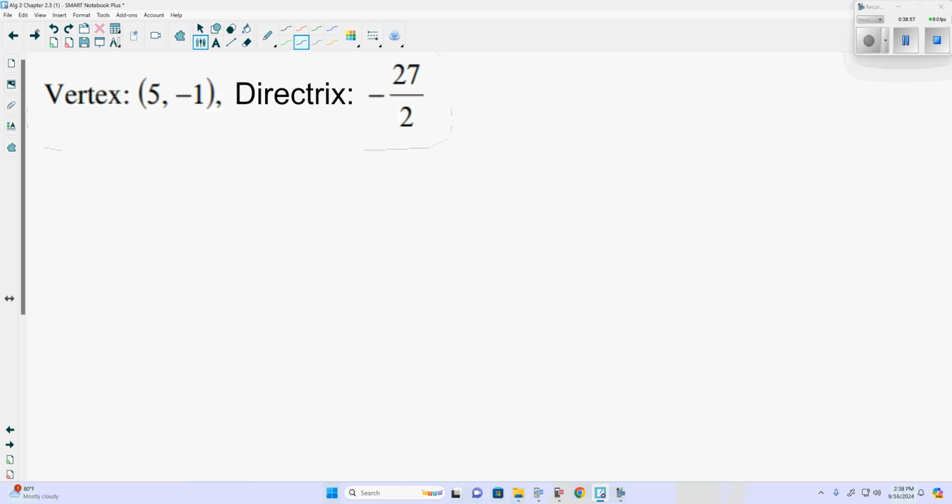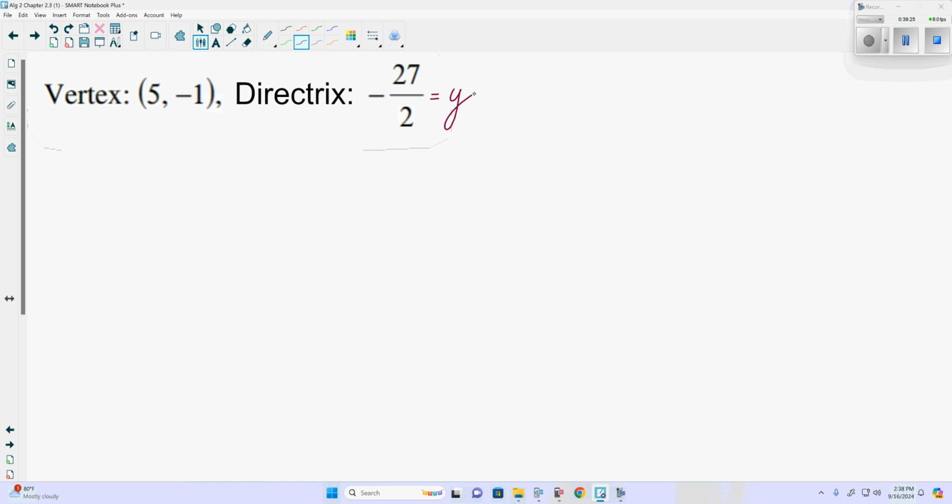Now, the one that I have written up here is missing the y equals. Yours has it already written in. I think I just keep forgetting to add that in each year. So y equals negative 27/2 is our directrix, yes? They didn't give us a graph, so it's kind of hard to tell up, down, left, right, yes? It would be up and down.